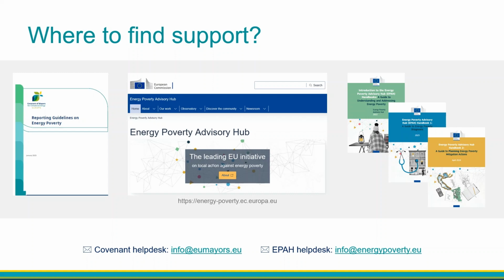An important reminder before concluding is that you are not alone in this work. There are a range of ways the Covenant of Mayors Office and our key partner, the Energy Poverty Advisory Hub, are here to support you. You can consult the Covenant Reporting Guidelines on Energy Poverty, which you can find within the Resources section of our website. The Energy Poverty Advisory Hub offers a wealth of resources, all available just one click away on their website. This includes broader capacity development opportunities such as online courses, webinars, conferences, and technical assistance opportunities.